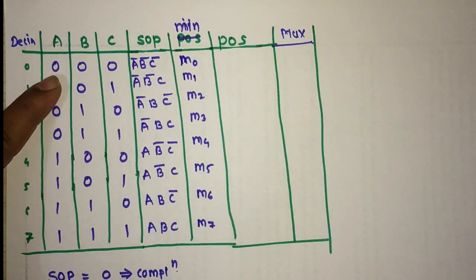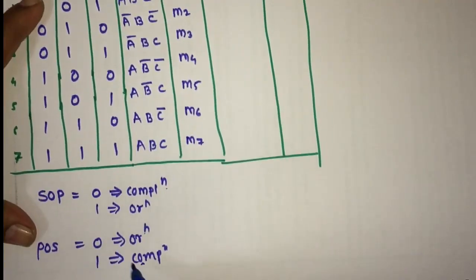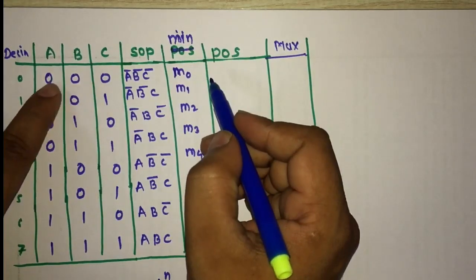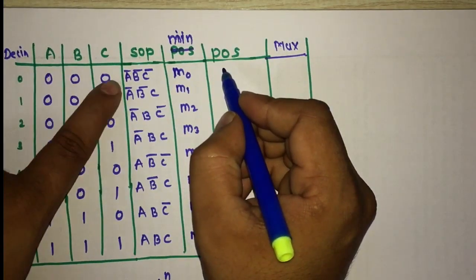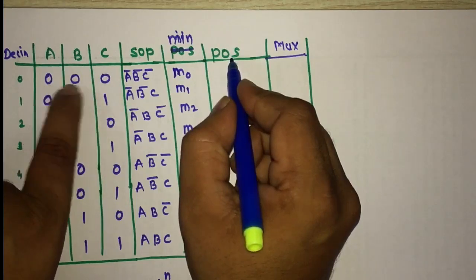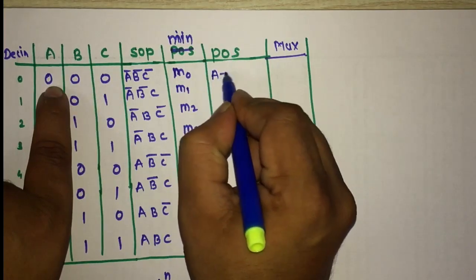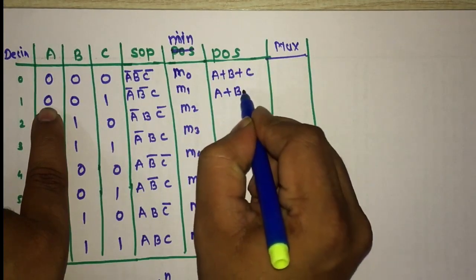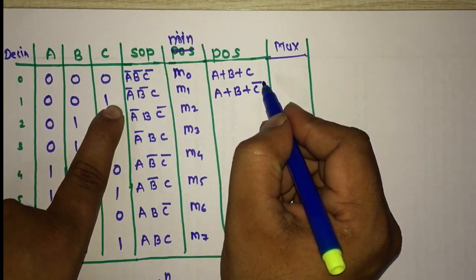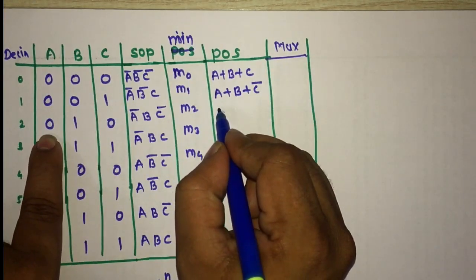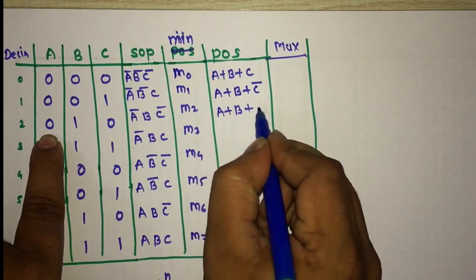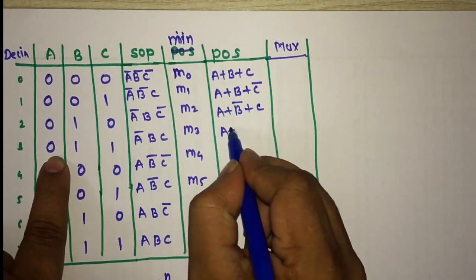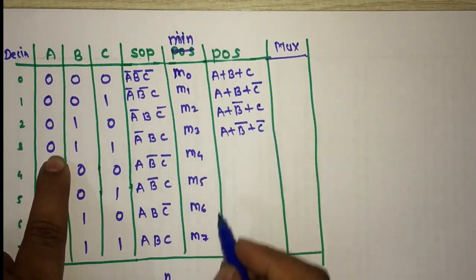Now for POS type of equation, we have to write the terms in the sum form. And for POS, 0 will indicate the original value and 1 will indicate the complement of the variable. Okay, so now here the values of ABC are 0 0 0. So what is the sum term for this combination? It is A plus B plus C. For this, A plus B plus C bar, here 1 will indicate the complement. Then A plus B bar plus C, and A plus B bar plus C bar.